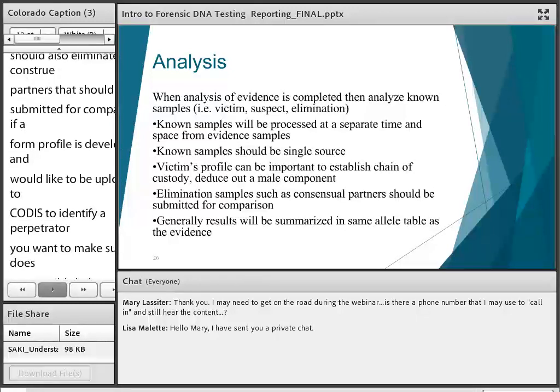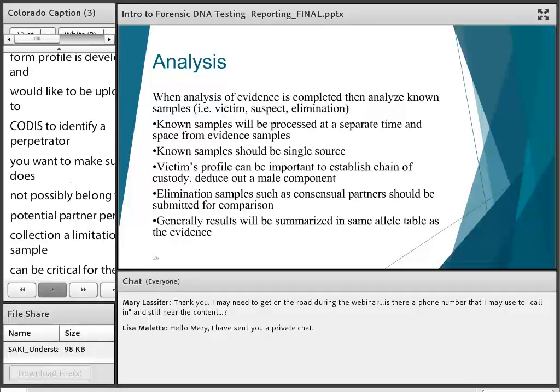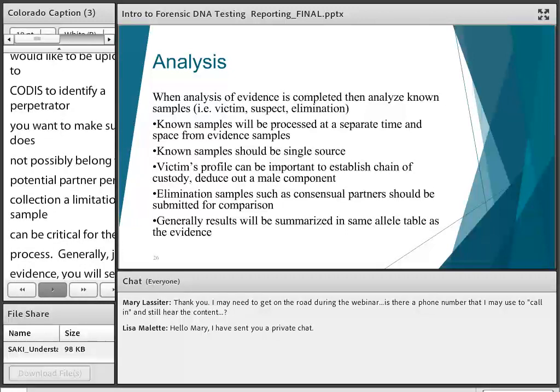And then generally, just like the evidence samples, you're going to see a summary of the results in what is often referred to as an allele table or a summary table.